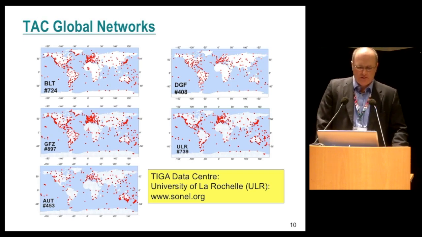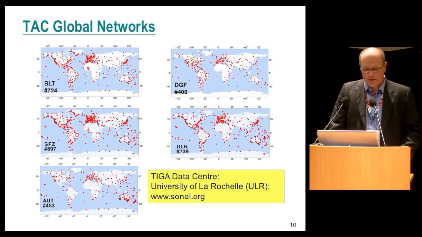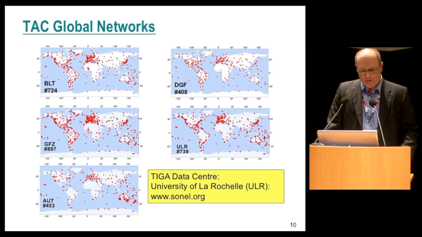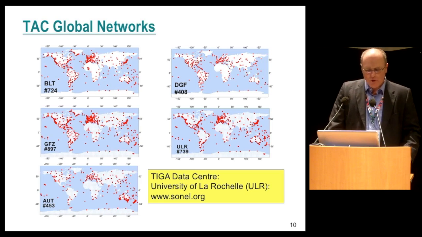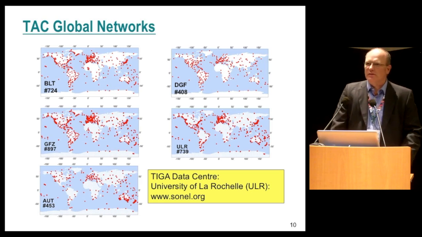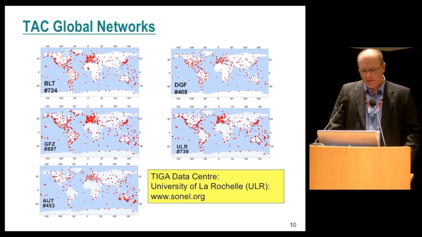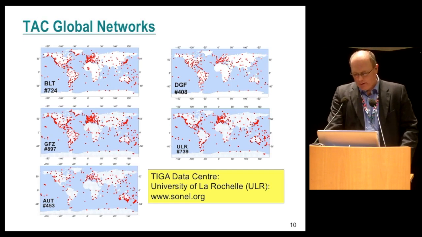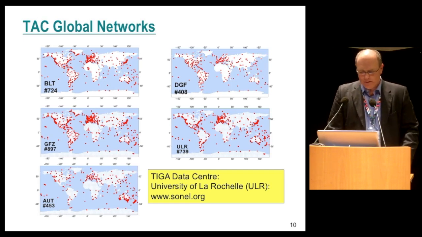And here we see the different networks processed by the different analysis centers. So we're talking roughly between 400 and 800 stations processed by any one of them. The data, of course, is archived at the University of La Rochelle at sonel.org. And also, I think there's a backup at CDDIS.